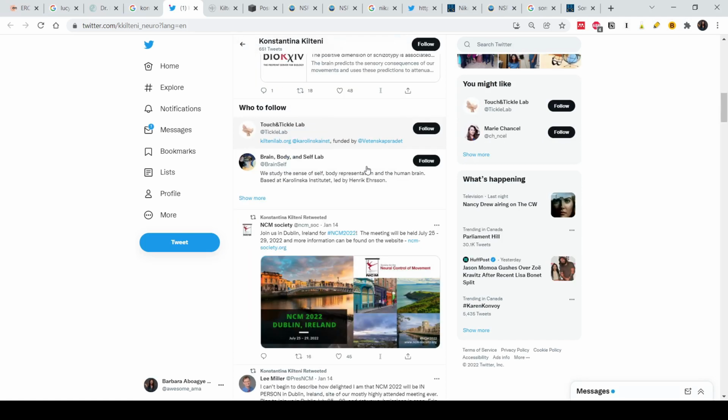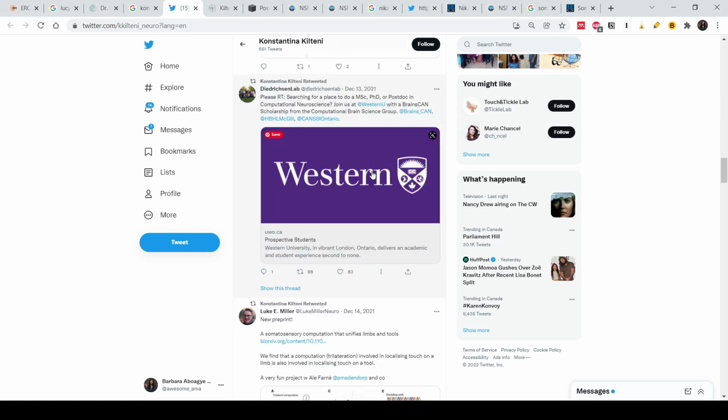This is the attached tech lab. You could also join the lab in these things just to familiarize yourself with what's being done in this space. She also retweets opportunities. For example, a retweet: searching for a place to do an MSc in computational neuroscience, they have something for you. So this is also a great opportunity to find other resources in your field.